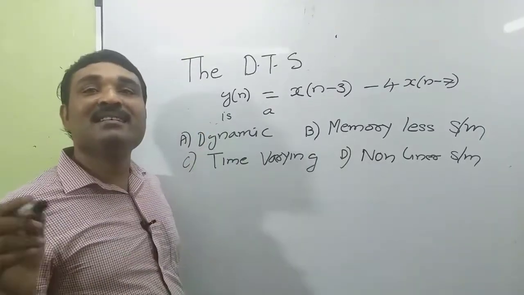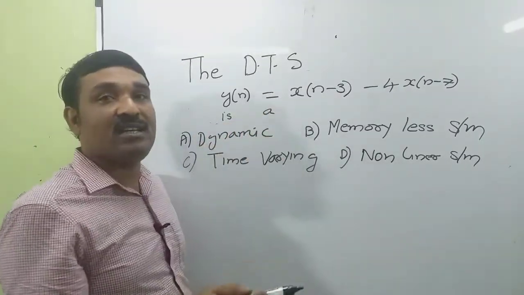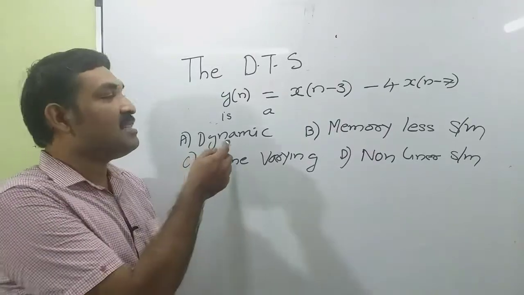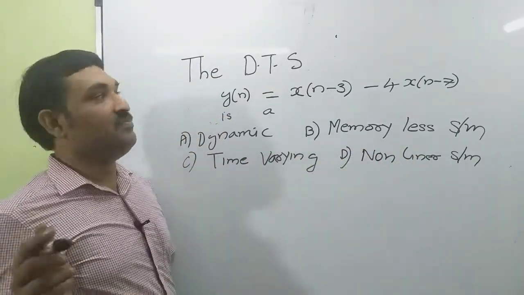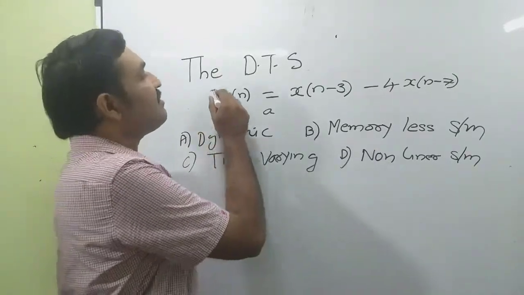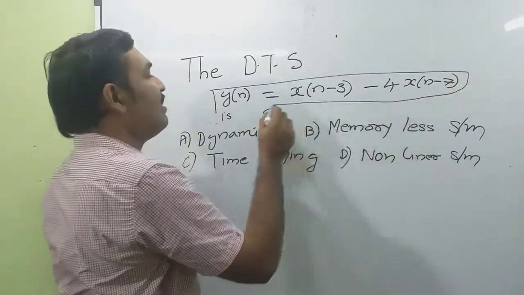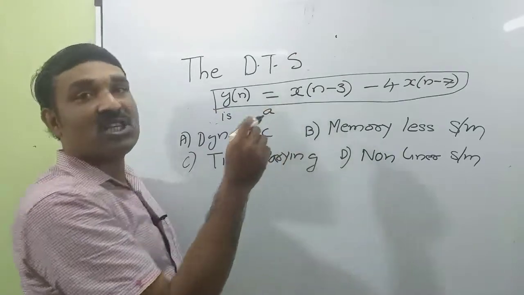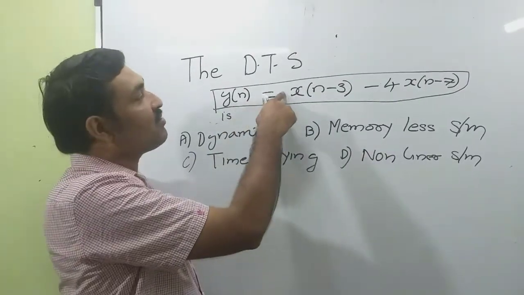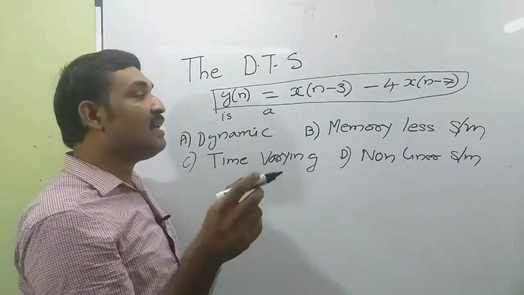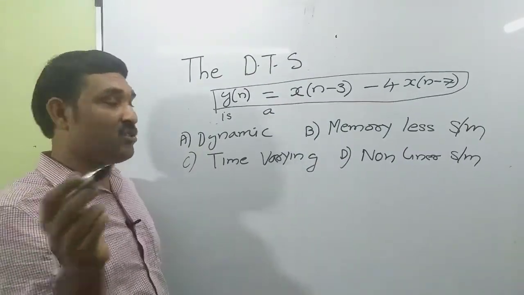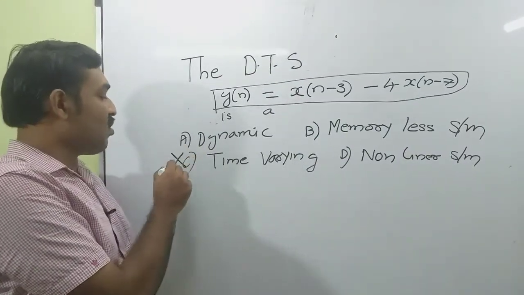A system is described by a difference equation. We want to check whether the system is dynamic, memoryless, time varying or non-linear. Since this is a difference equation, all the coefficients are constant. The value of the coefficient here is 1 and here is minus 4. So that is a linear time invariant system. So option C is wrong.